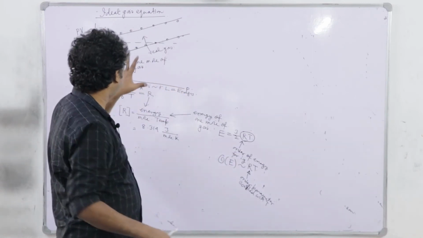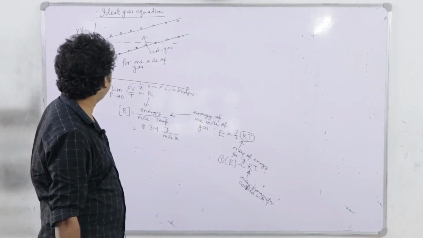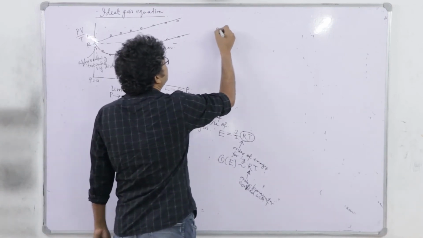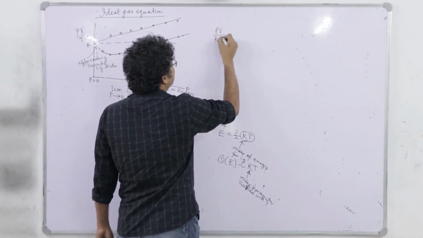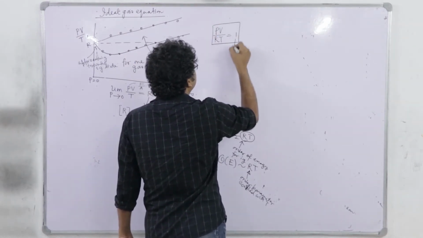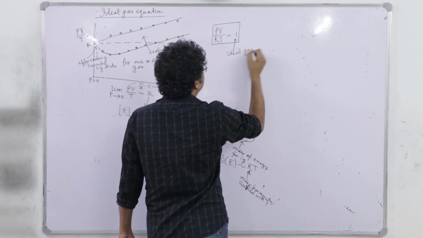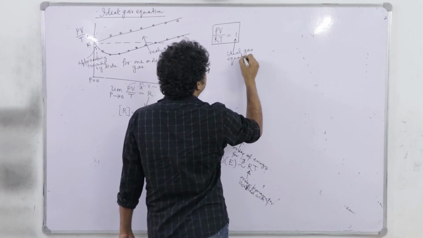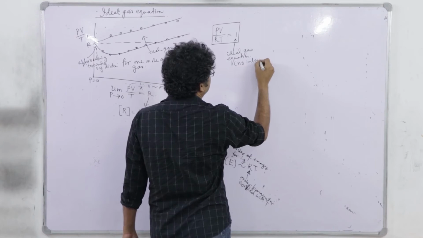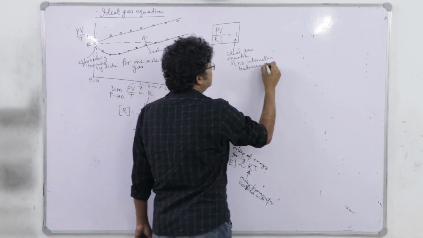So, one of the very obvious ideas is that PV by RT equals 1, right. PV by RT for 1 mole is equal to 1. So, this is the ideal gas equation, and it has no interaction at all, no interaction between molecules, right.